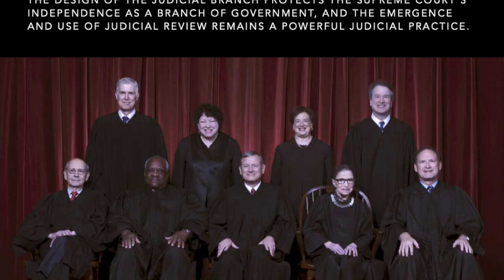So tonight we're going to get into a couple of topics. Our first one is the judicial branch. And so I bring you from the College Board Enduring Understanding 2.3. This is what they expect you to understand. The design of the judicial branch protects the Supreme Court's independence as a branch of government, and the emergence and use of judicial review remains a powerful judicial practice. So what does that all mean? Well, let's take a look at this.